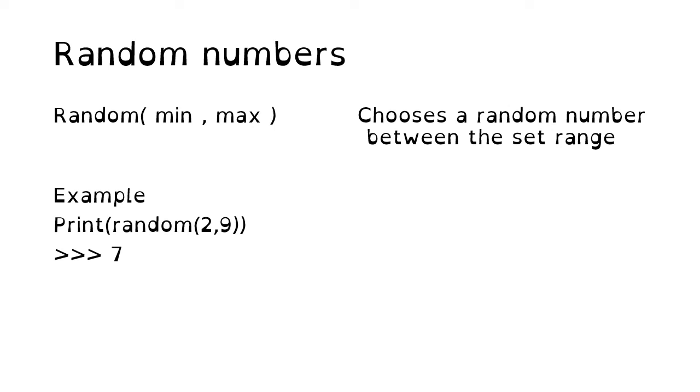In some scenarios, you may wish to make a variable an unknown number, for example, a number guessing game. To do this, you will put random, then inside the brackets, the minimum value, followed by the maximum value. That way, when the program runs, it'll choose a random number in between the set range. In the example below, we have random, then the range 2 to 9. We've chosen 7 as a random output for this example.